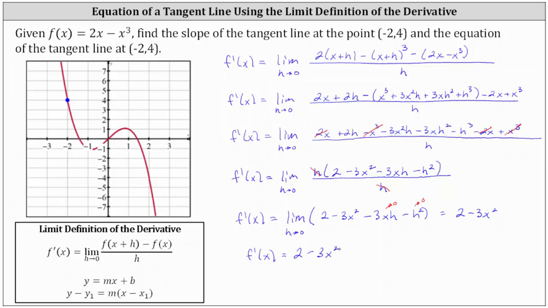We can determine the slope of the tangent line at the point negative 2 comma 4 by determining f prime of negative 2, which is equal to 2 minus 3 times the square of negative 2, which is equal to 2 minus 3 times 4, and 2 minus 12 is negative 10. So now we know the slope of the tangent line at the point negative 2 comma 4 is m equals negative 10.